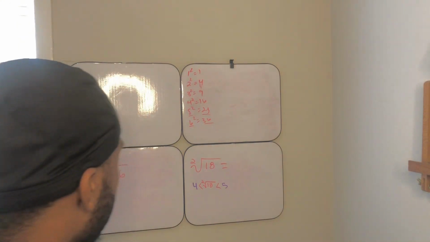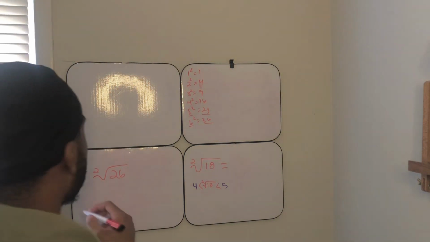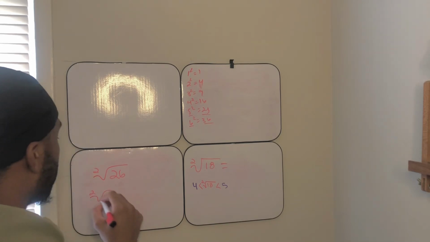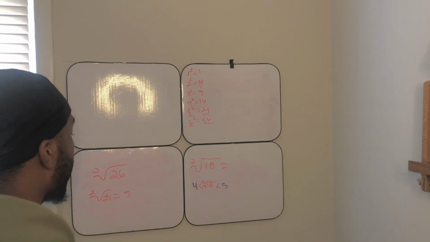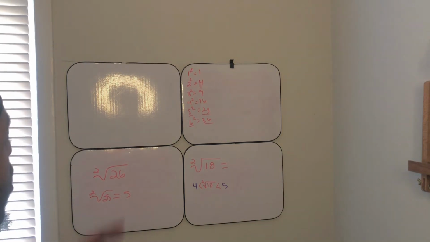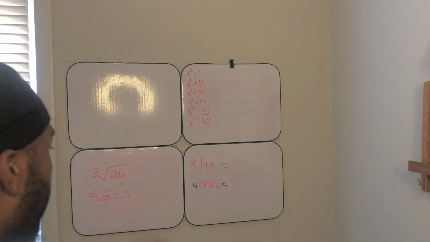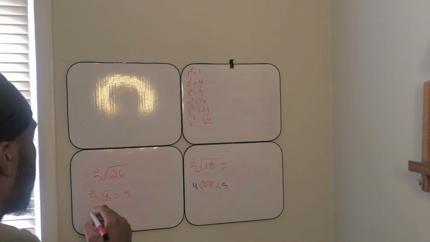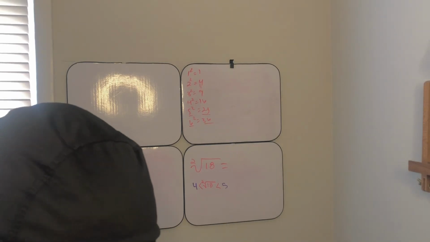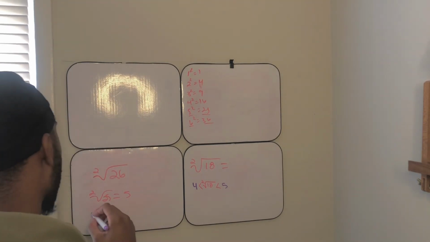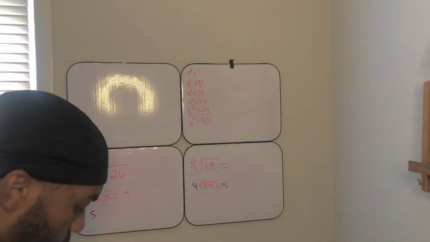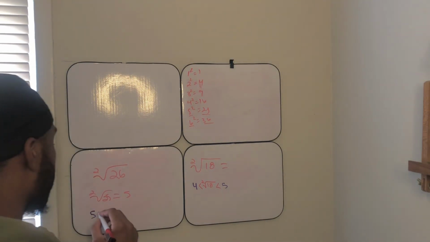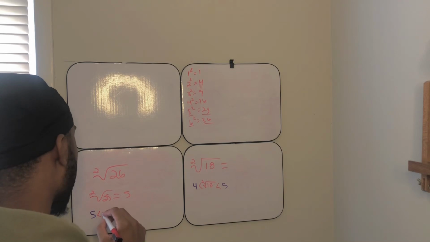estimation. So what's the square root of 25? Let's start right there. The square root of 25 is 5. So we know that the square root of 26 is going to be bigger than 5. This is kind of the same situation that we set up right here. So we're going to start off by saying we already know that the square root of 26 is going to be greater than 5.